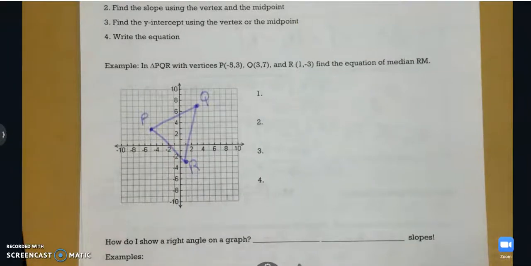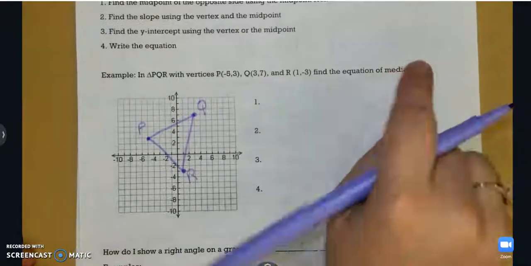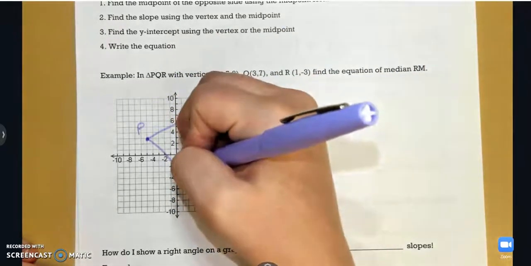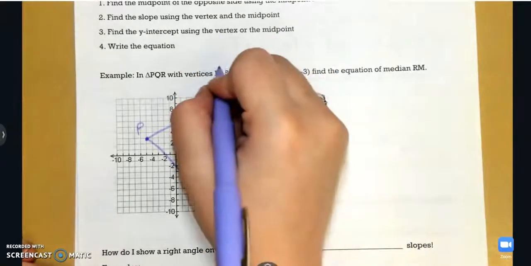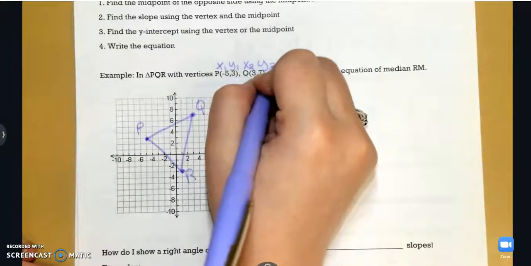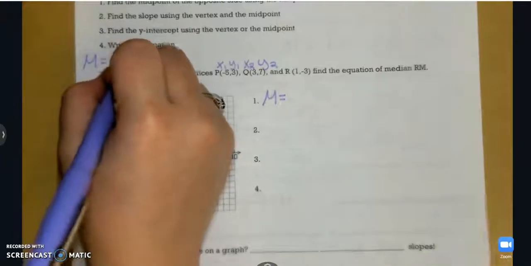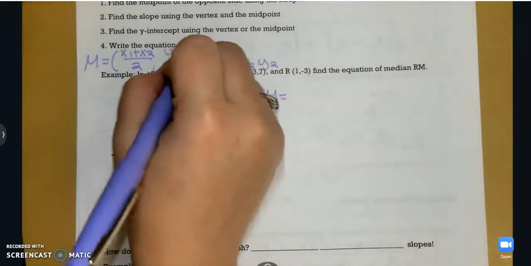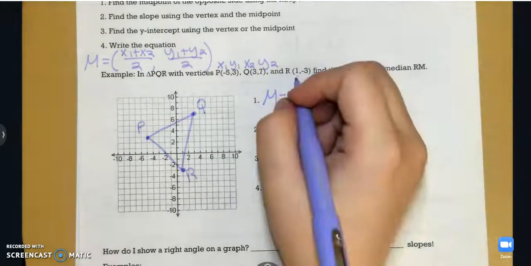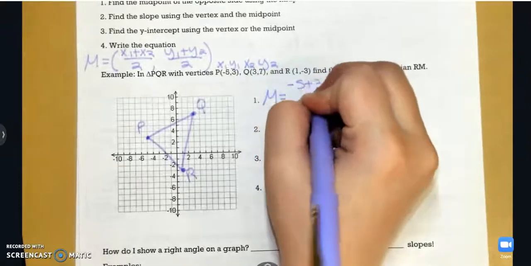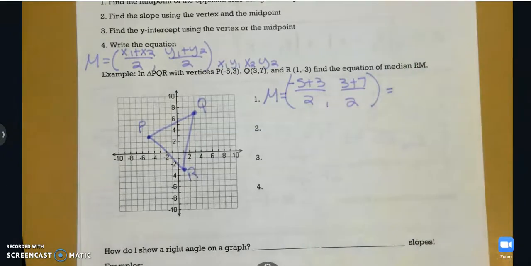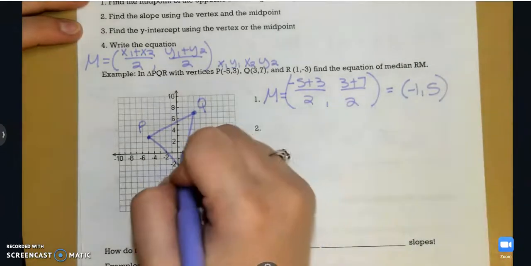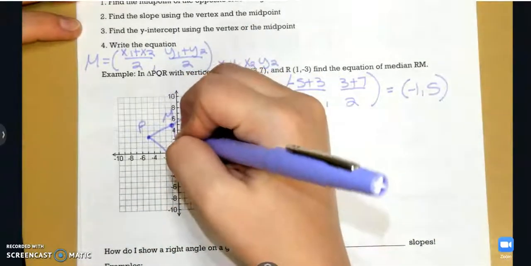and draw my triangle. So step 1 was find the midpoint of the opposite side. If I'm looking for median RM, that means it's going to go from R to opposite side PQ. So I'm looking for the midpoint of PQ. So here's my x1, y1, and my x2, y2. And recall our equation for midpoint, x1 plus x2 over 2, y1 plus y2 over 2. So we're just plugging in those values like we practiced on the front page of our notes. All right, and that is going to give us -1, 5. So -1, 5 is that midpoint M. So that was step 1, find the midpoint.